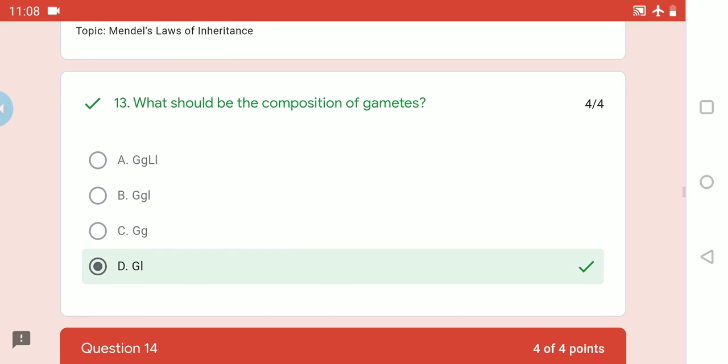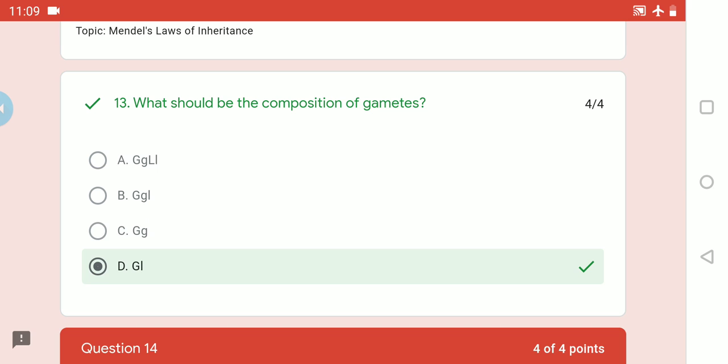Next question. What should be the composition of gametes? See, there is no need of that much logic and magic. You just need to remember that during the formation of gametes, 2n is converted into n. That's it. What would be the composition of the gametes?